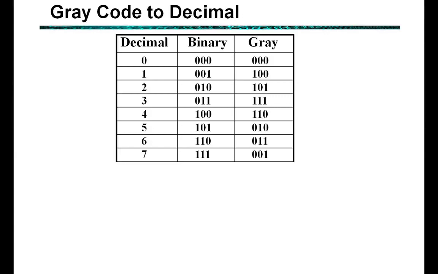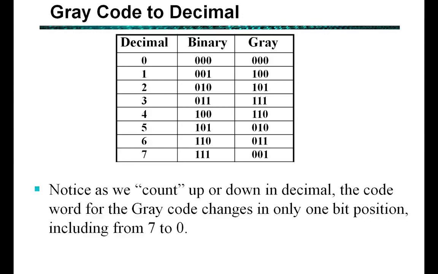The idea of the gray code is that it's a code having the property that only one bit at a time changes between codes during counting. So you'll notice here that as we count up or down in decimal, say between 0 and 1 or 1 and 2, then the code word for the gray code only changes by 1 bit position. So that includes between 7 and back to 0. Whereas the 3-bit binary code changes multiple bits at a time in certain circumstances.